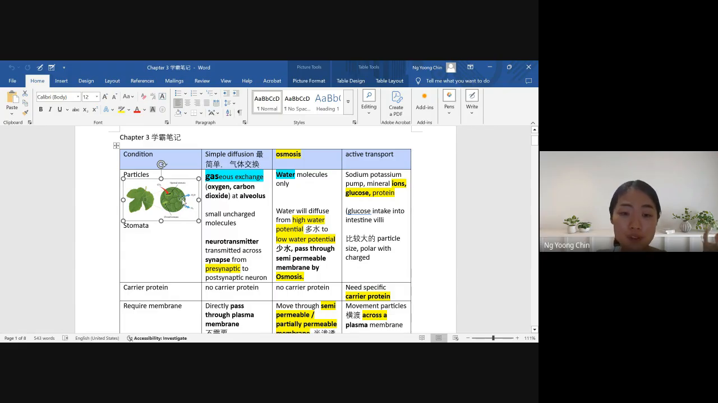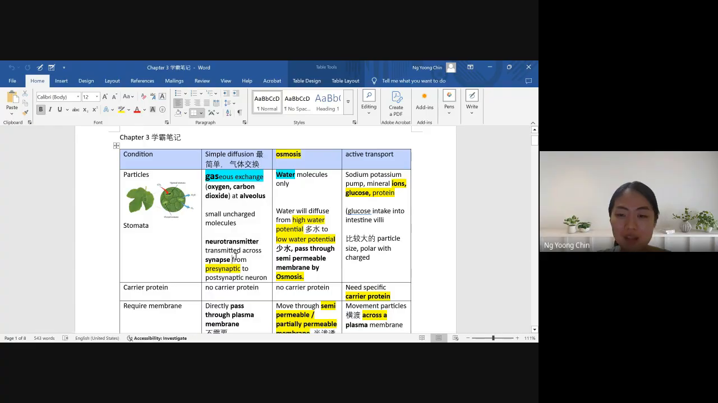So the process where carbon dioxide enters the leaf through the stomata also happens by simple diffusion. Okay, other than that, small uncharged molecules passing through the plasma membrane also happen by simple diffusion. Okay, this one, the neurotransmitter transmitted across the synapse, okay, this is another story. You will learn this in chapter 14.